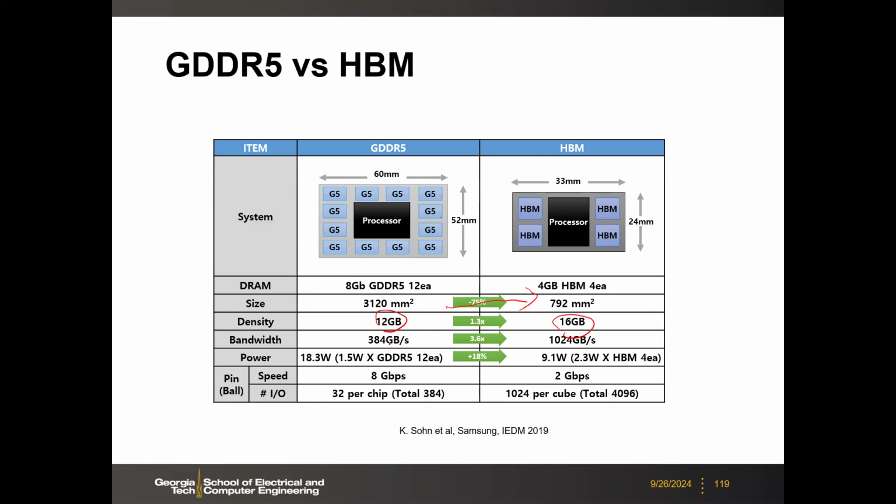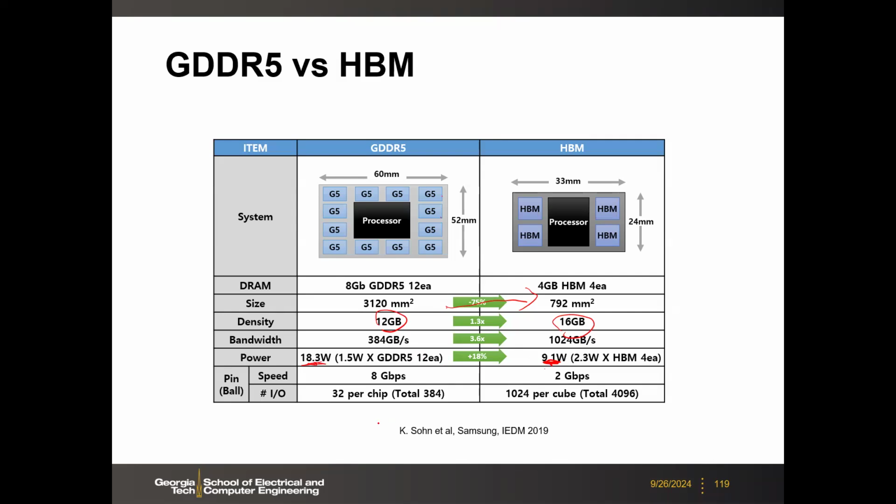And also the bandwidth increases because we have wide I/O. You see the bandwidth of the entire system improved by 3 times to like 1 terabyte per second. And then the power also gets reduced. This is for the memory only. We didn't include the processor. Of course, the processor will be hundreds of watts. For the memory component, the power also gets reduced.